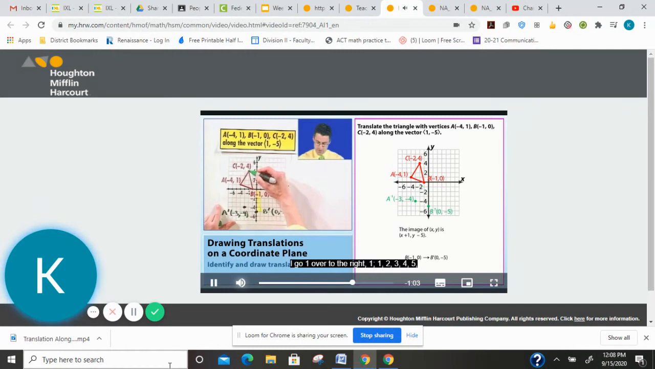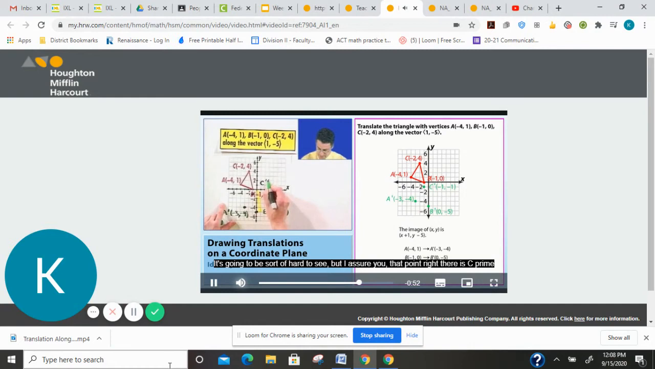Here, I start here. I go 1 over to the right. 1, 1, 2, 3, 4, 5. So it's going to actually be right on top of the B. It's going to be sort of hard to see. But I assure you that point right there is C prime that has coordinates -1, comma, -1. And you can check. -2 plus 1 is -1. 4 minus 5 is -1. So that actually is C prime right there.